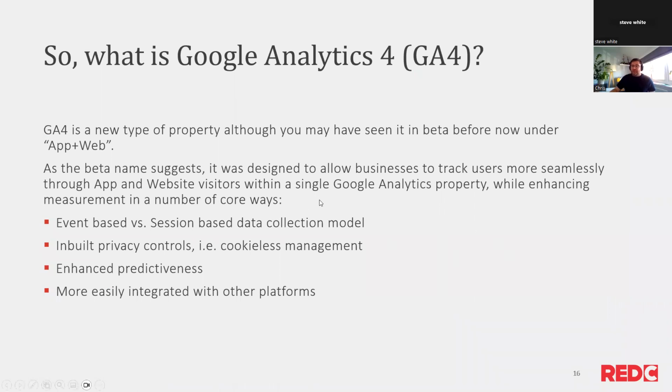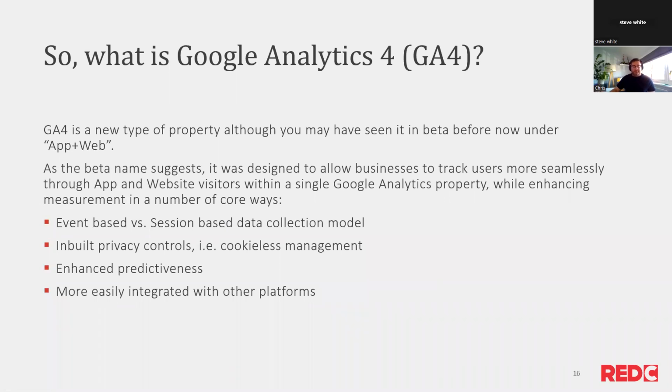There's a number of things it changes quite significantly, though. So Universal Analytics, how we've been used to reporting in analytics for a long time, has all been about sessions and being session-based. With Google Analytics 4, everything is an event, even a session. So you're now on event-based reporting. There's a lot more inbuilt privacy controls in Google Analytics 4, including cookieless management.